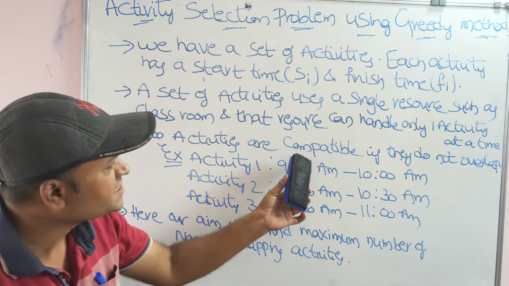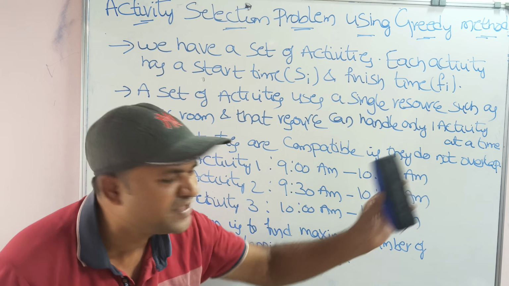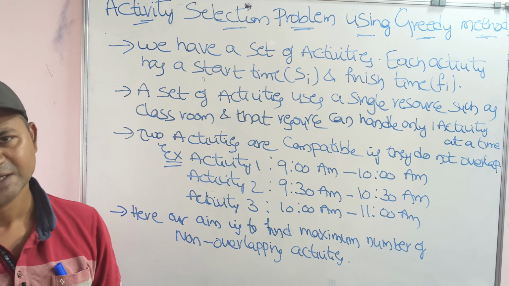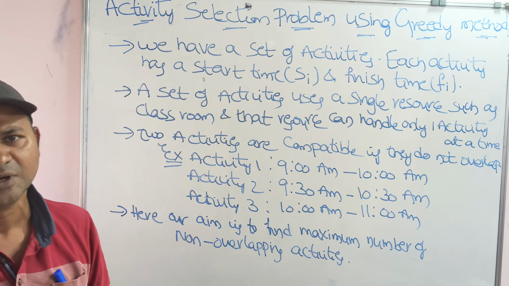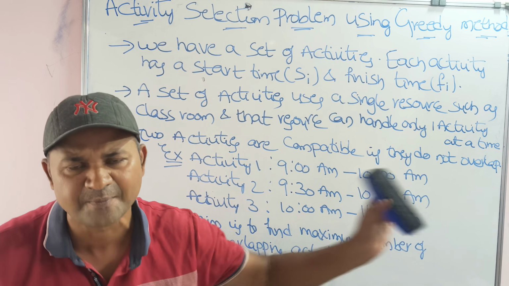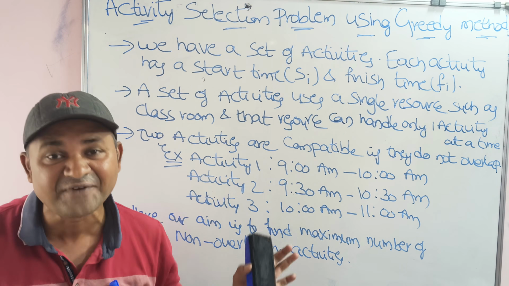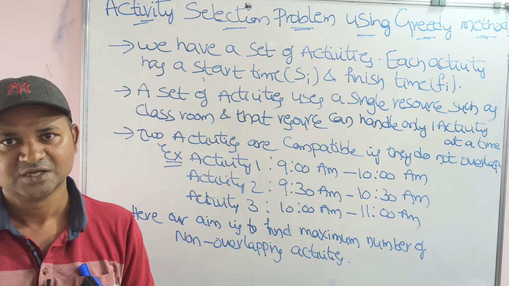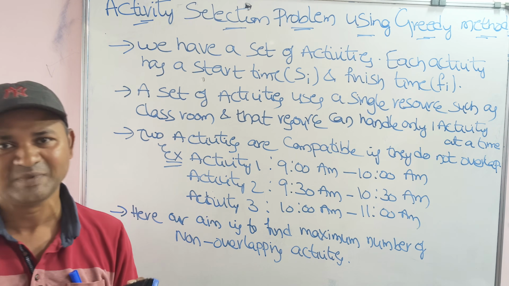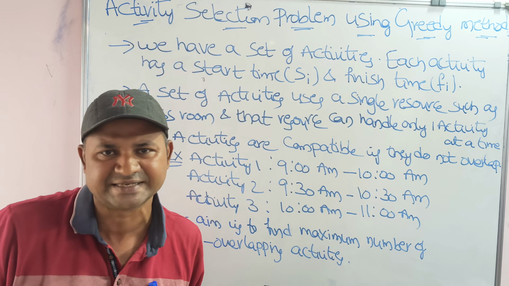Two activities are compatible if they do not overlap. So when can we say that two activities are compatible? If they do not overlap. If the timings are different, then only we can conduct two classes. Suppose the timings are the same, then we can't conduct two classes.